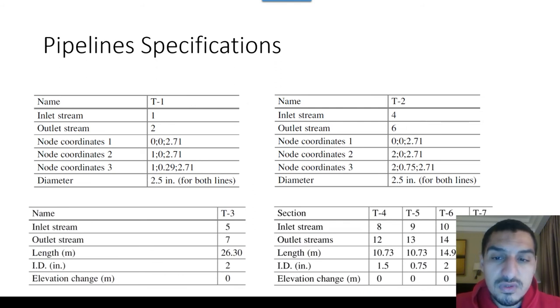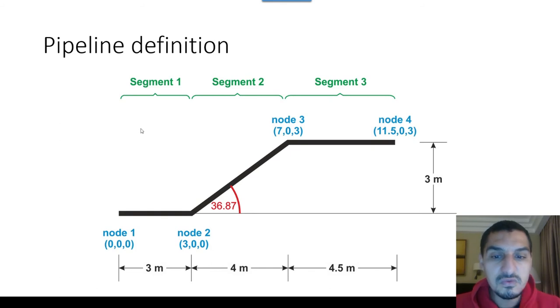But to understand what we mean by this, I'd like to first look at this figure. In this figure, we have a pipeline that is moving horizontally, and then it ramps up with an angle of 36.87, and then goes back to horizontal for 4.5 meters. This is 3 meters, this is 4 meters, the height is 3 meters, this is 4.5 meters. So the pipeline changed its direction from here to here, and changed its direction one more time from here to here, and we will assume that it is the same diameter.